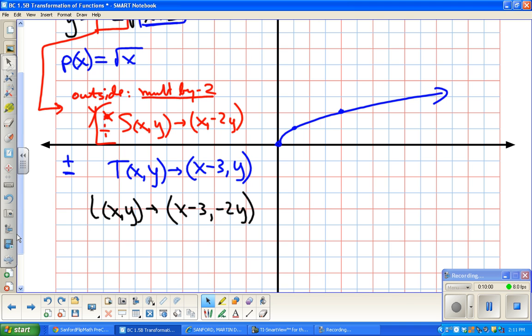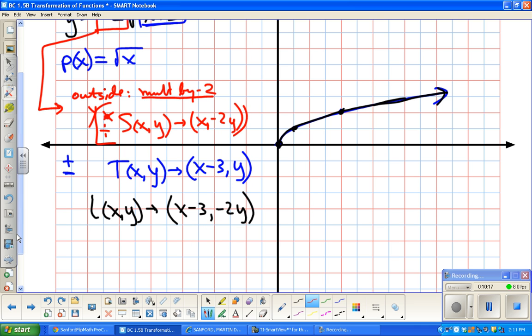Now, me personally, I wish this would have been in black. How about that? I'm going to change it because I'm sweet like that. All right, parent functions up there in black, and we'll do the scale change in red.